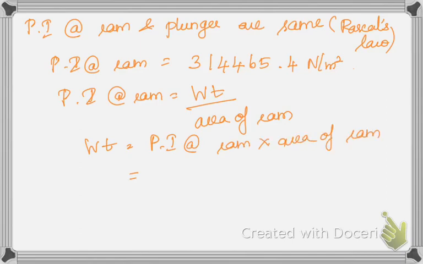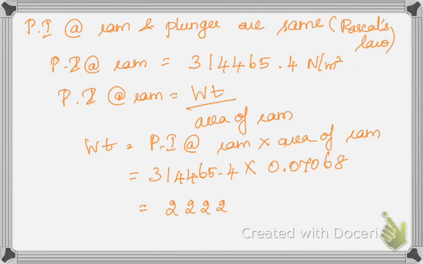So pressure intensity at ram is 314465.4 into the area of the ram we have determined already, 0.07068, which is equal to 22.22 kilonewton. So this will be our answer.